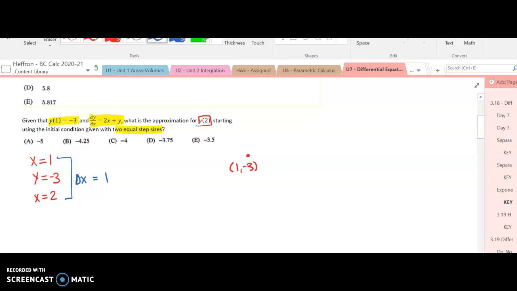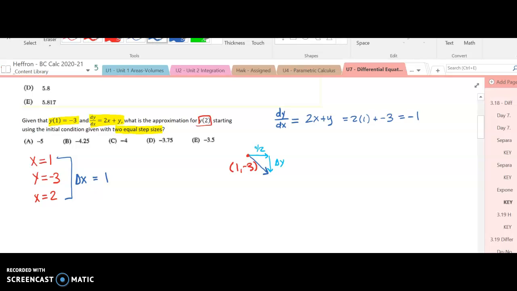Well, what's my slope? dy/dx equals 2x plus y, or 2 times 1 plus a -3, that's equal to -1. So I'm actually going to go down. I know my delta x is 1/2. I'm trying to figure out what my delta y is. That's one way to do it.